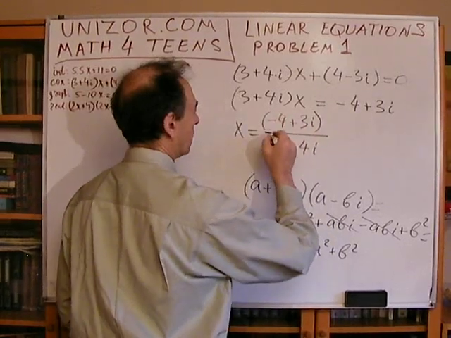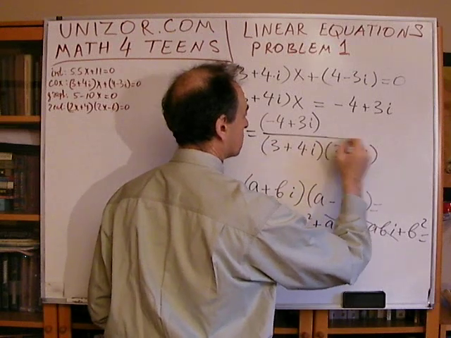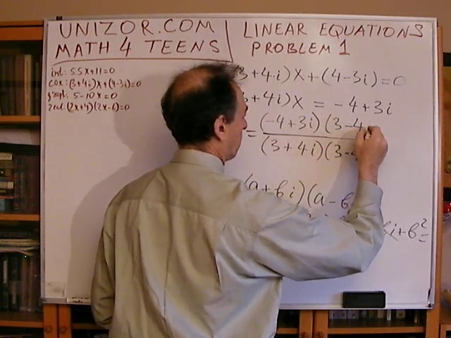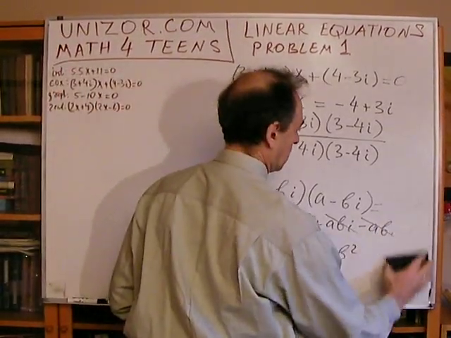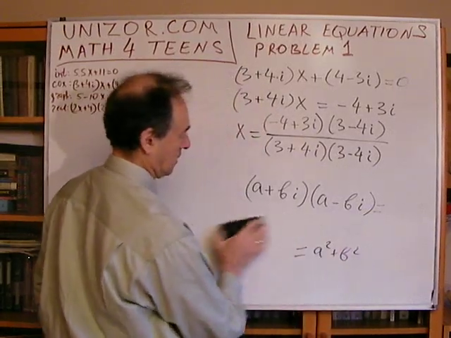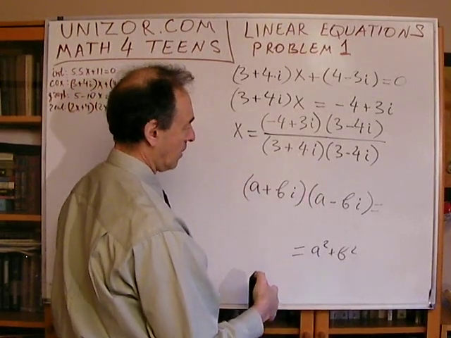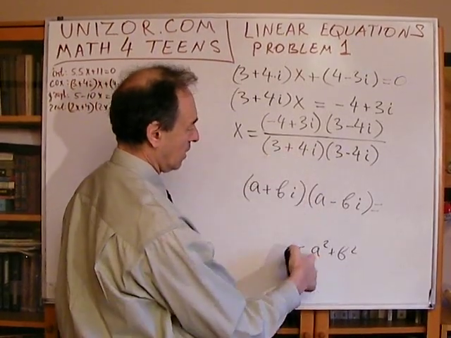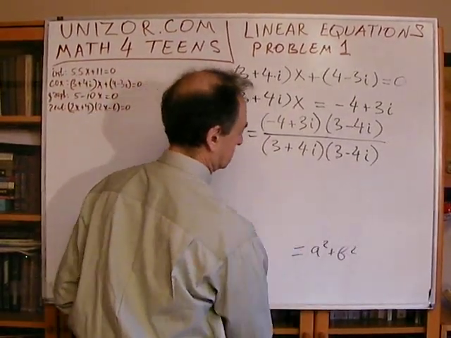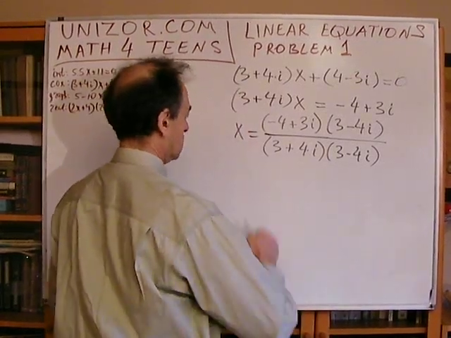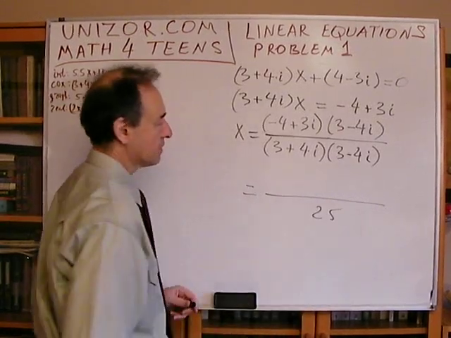So I will multiply both numerator and denominator by 3 minus 4i. So what will I have in the denominator? A is 3, B is 4, so I will have 3 square plus 4 square, which is 9 plus 16, which is 25. So this is equal to, and I will have 25 in the denominator.